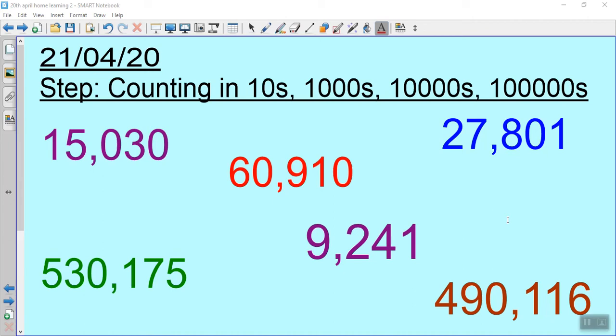Today we will be looking at counting in tens, thousands, tens of thousands and hundreds of thousands. So as a warm-up, see if you can read the numbers on the screen. Could you pause the video now?